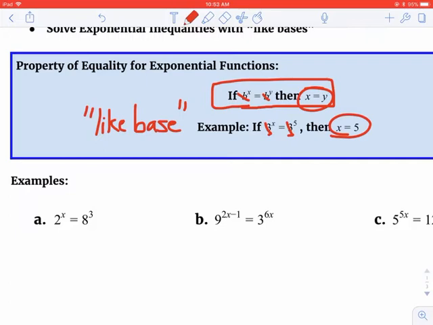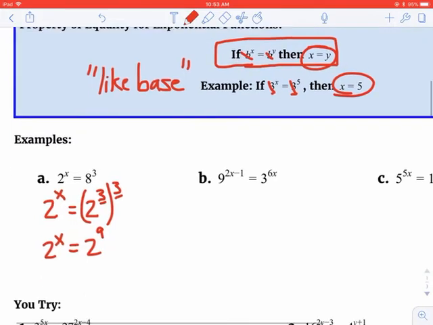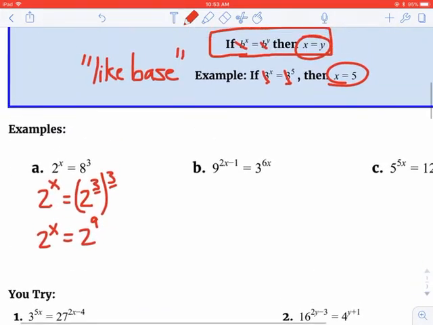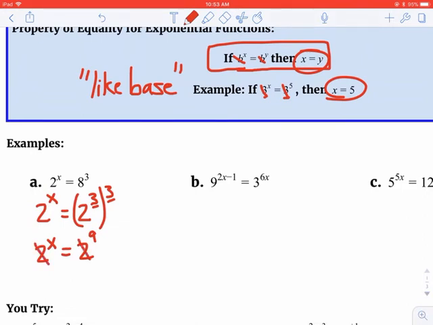We're given 2 to the x equals 8 to the 3rd. We can rewrite the 8 as 2 cubed, because that's equivalent to 8, and then it still has a power of 3. So in our first step, we just rewrote the 8 as 2 cubed, and then we are allowed to simplify. So 2 to the x would equal 2 to the 9, because we multiply the 3's together to get 9. And now you can see they have a like base of 2, so we're able to just cancel those out and say that x equals 9. And that would be our solution.